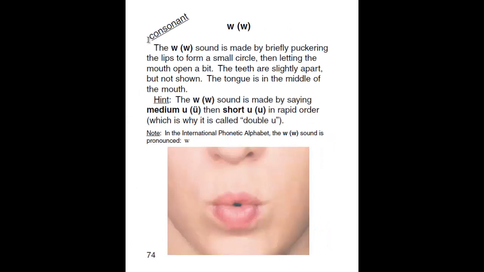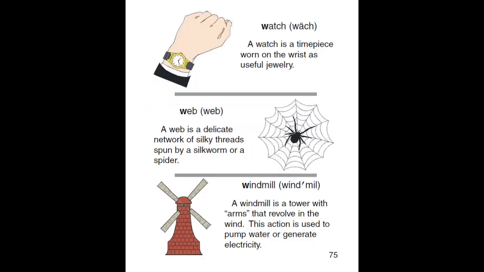W. Wah. The W sound is made by briefly puckering the lips to form a small circle, then letting the mouth open a bit. The teeth are slightly apart, but not shown. The tongue is in the middle of the mouth. Wah. Watch. Web. Windmill.